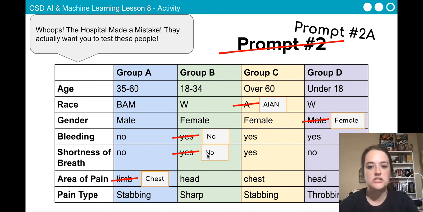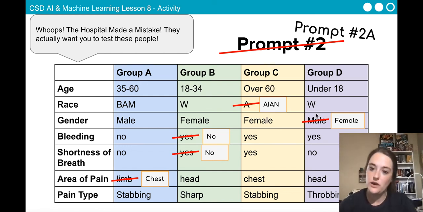And just from looking here, are you bleeding? No. Shortness of breath? No. Sharp head pain. Stabbing chest pain versus stabbing limb pain. I know the difference in this could be a heart attack. So that may need to be addressed immediately. Now, before this was changed, this was a priority. After the change, it's a return later.